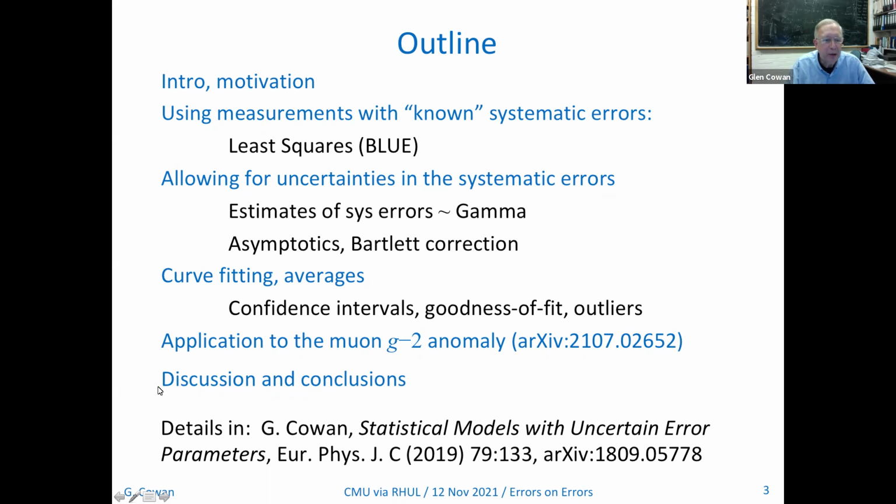And then just a few months ago, I applied this type of model to a recent measurement of a quantity called the muon anomalous magnetic moment, the muon g-2. This is a quantity that, well, I'll get to that when the time comes. This is based primarily on a paper that is now 2 years old, and there have been a few intervening developments, but that is the primary reference for the material that I'm going to show.